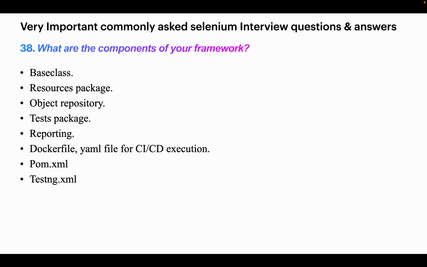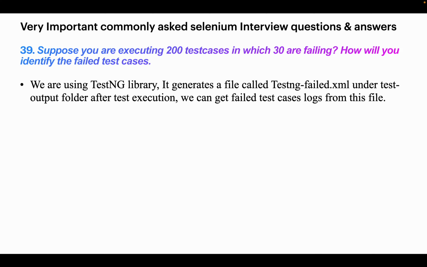So what are the components of your framework? Basically, you might have a base class, resources package, object repository, reporting, Dockerfile, YAML file for CI/CD execution, and TestNG XML file. So you can explain the different components of your automation framework.